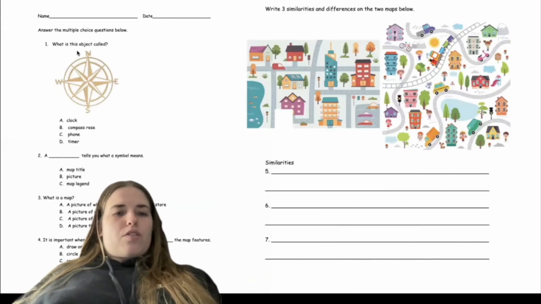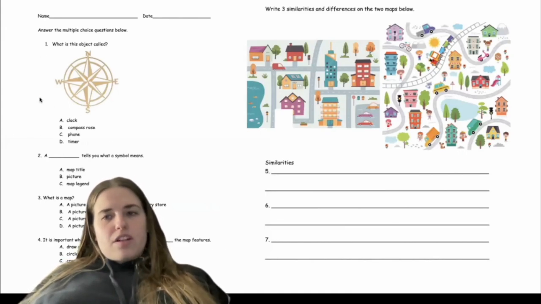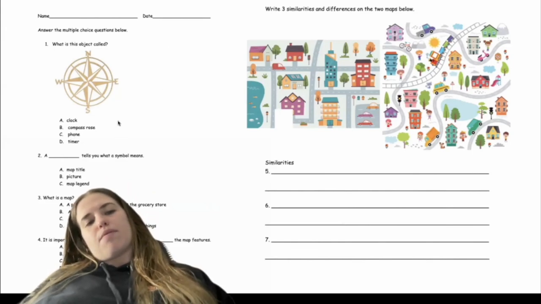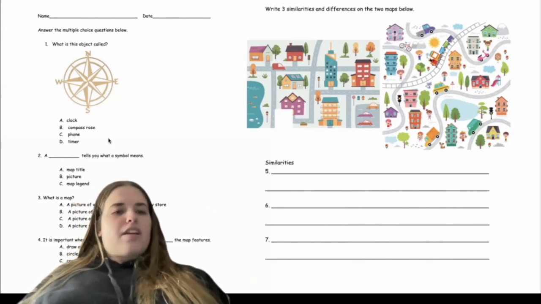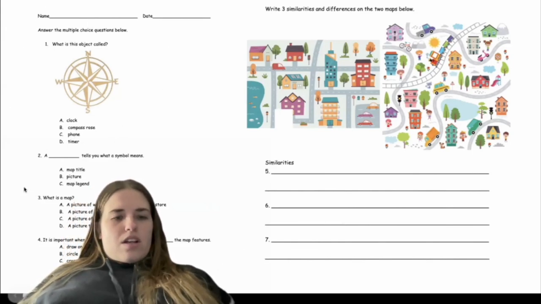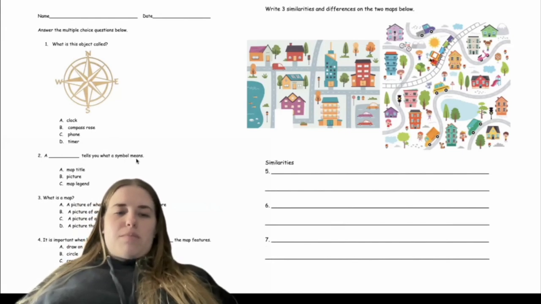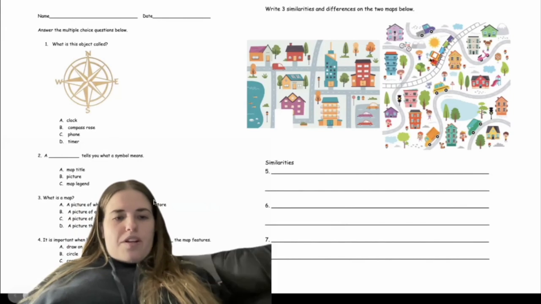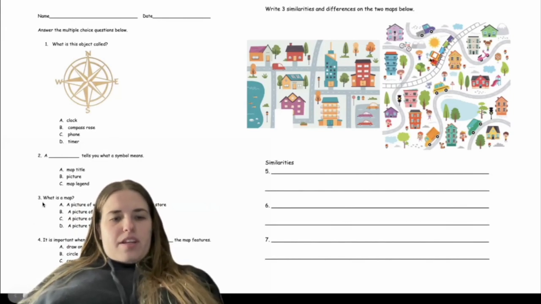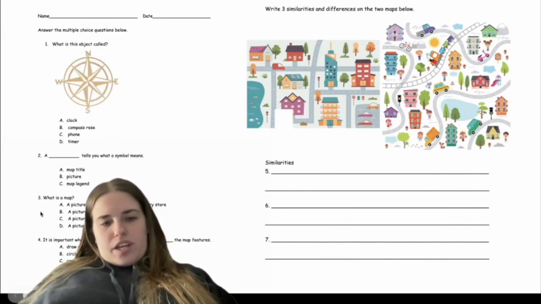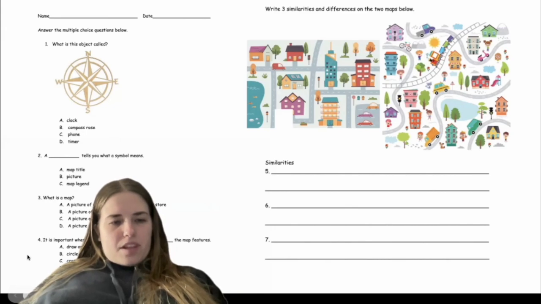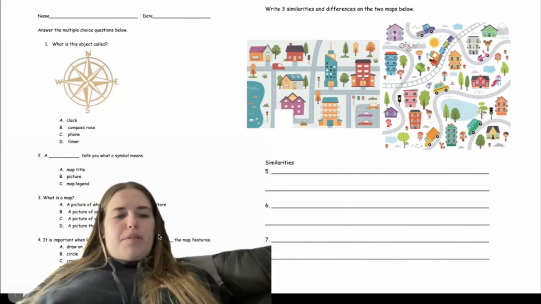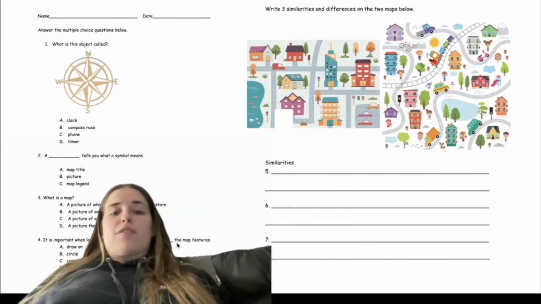So the students talked about a compass rose when they looked at a different key, and they talked about it when they read the story the day before. So they're going to identify what this is called. A blank tells you what a symbol means, so they're going to talk about the legend. What is a map? It is a picture that shows the location of things. Number 4, it is important when looking at a map that we blank observe the map features.